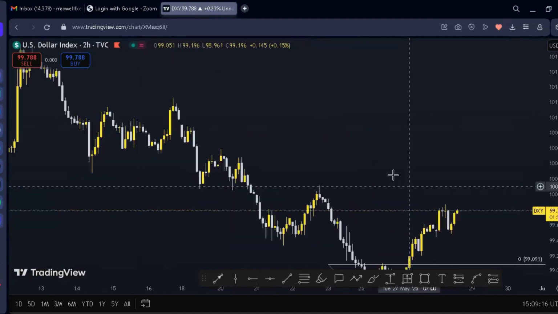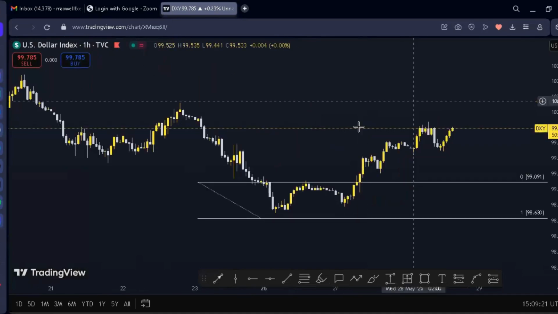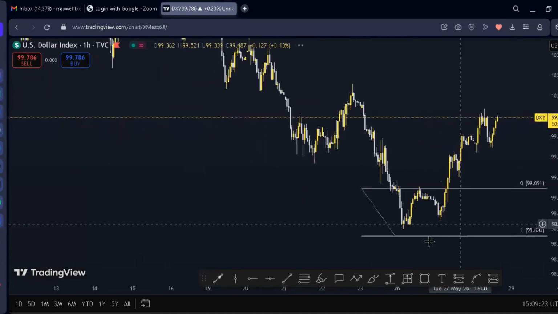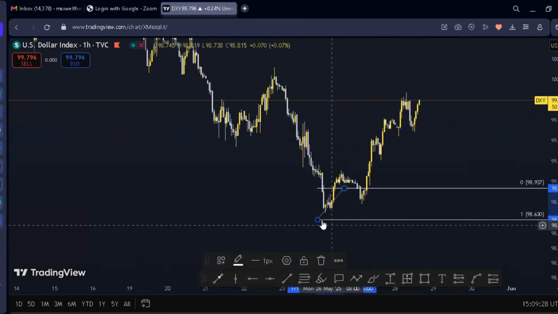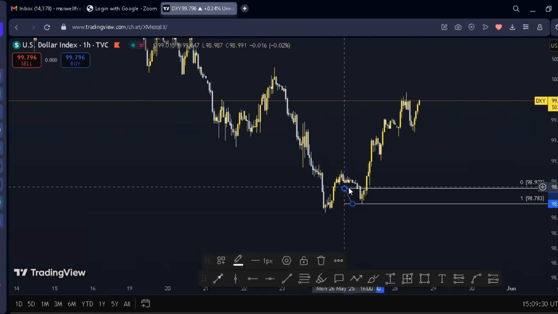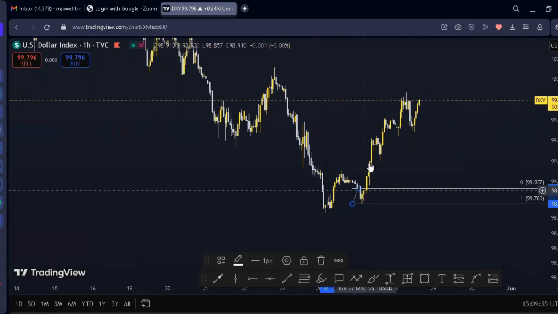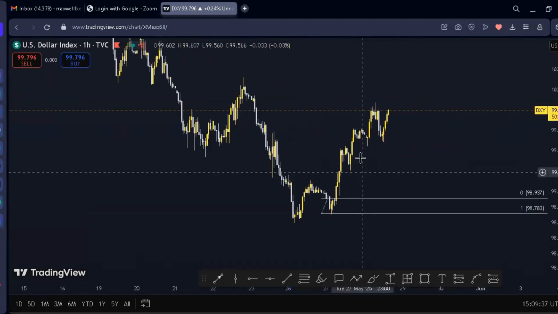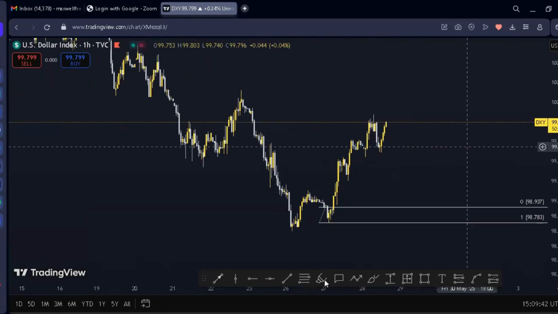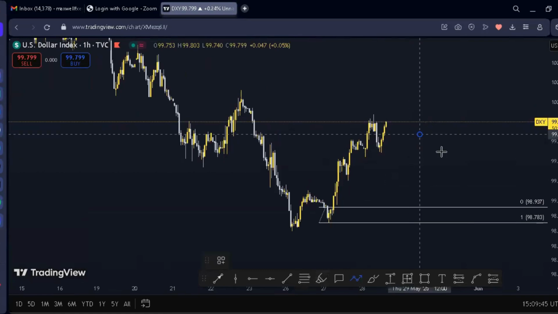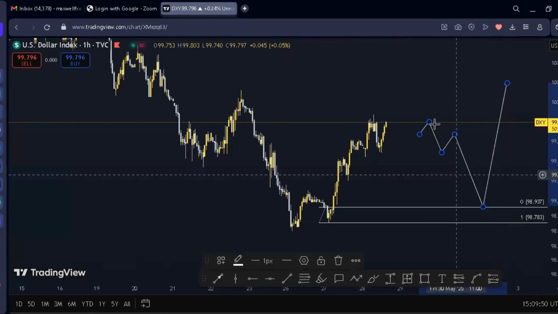Let's scale down to lower time frames. Let's go 1 hour. I think we have something. So there's this drop base rally here. We had an aggressive push to the upside. So it would be nice to see if price can come down to these levels and then maybe push further up.